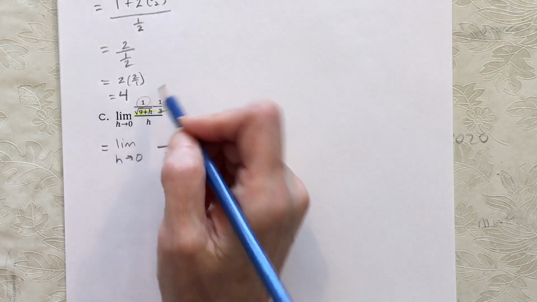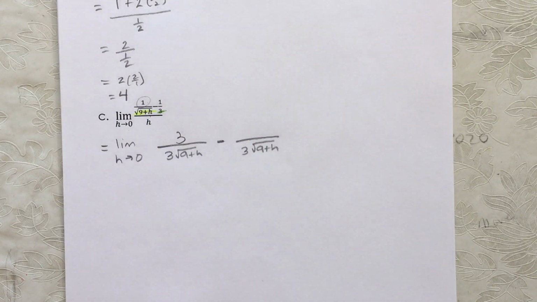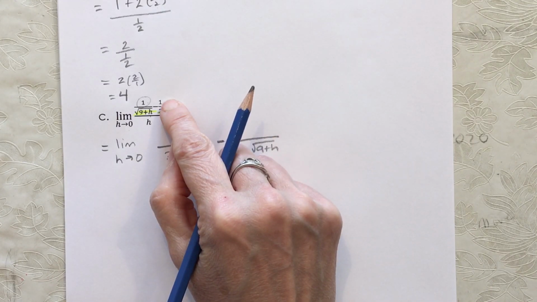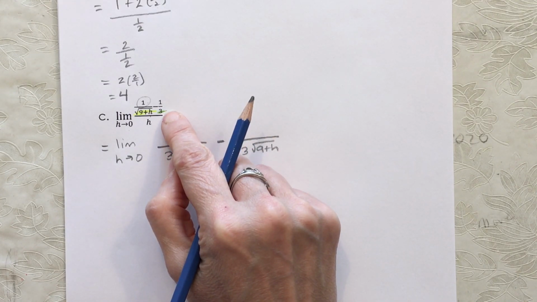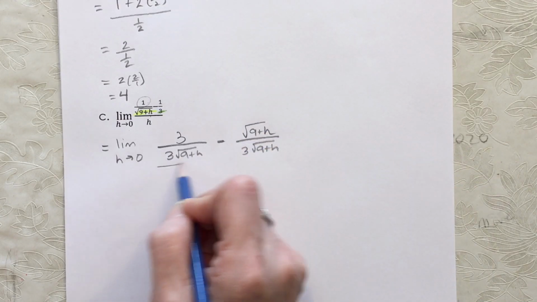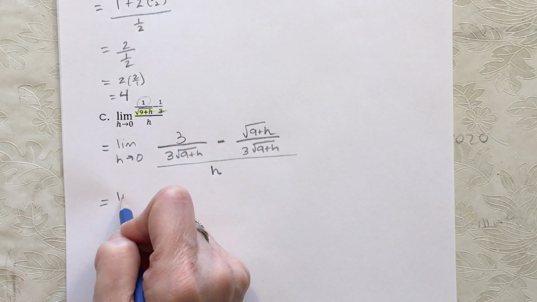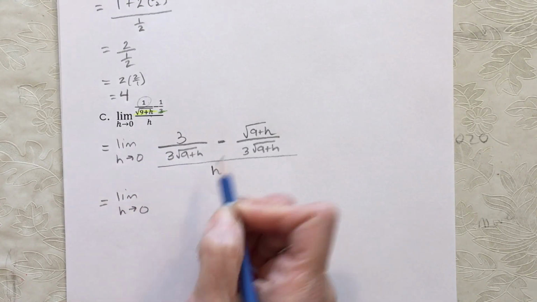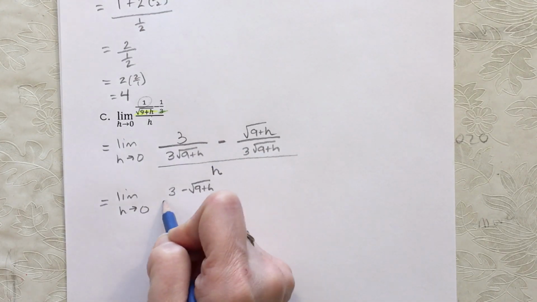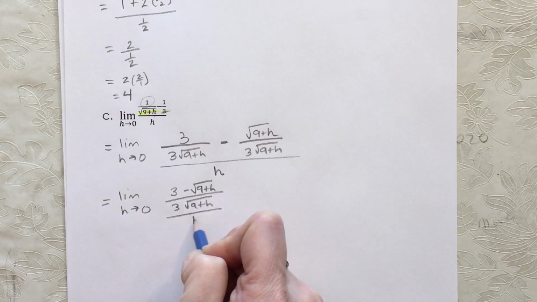So here the numerator was 1. I had to multiply the bottom by 3, so I have to multiply the top by 3. And here my numerator was 1 again. I had to multiply the bottom by the root of 9 plus h, so I have to multiply the top by the root of 9 plus h. And that's still all over h. So now I can subtract the numerators over the common denominator, still over h.